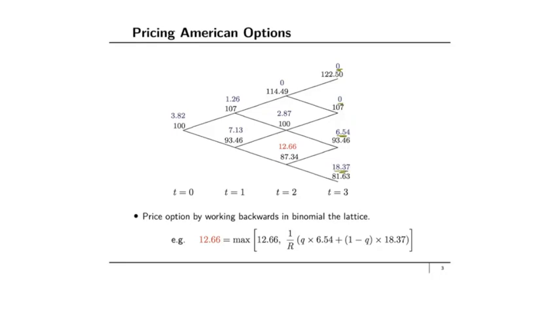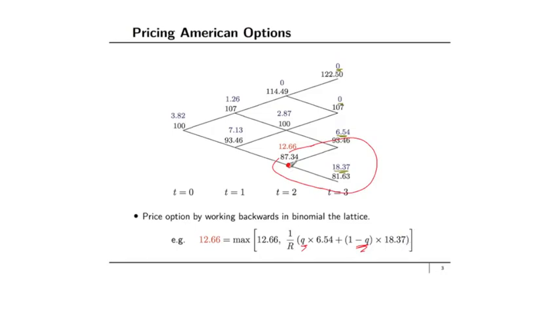Let's consider this piece here, and suppose we're down at this node and we want to figure out how much the option is worth. If it was a European option, we would say the fair value of the option is 1 over R times Q times 6.54 plus 1 minus Q times 18.37. That's how we computed the fair value of a European option in a 1-period model. We discounted and used the risk-neutral probabilities to compute the expected payoff 1 period ahead. We do the exact same thing here, except we have the ability to exercise the option early.